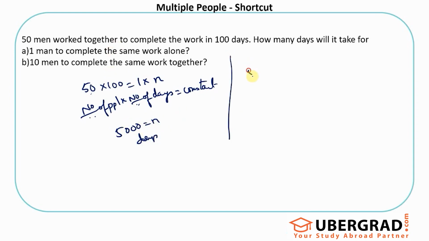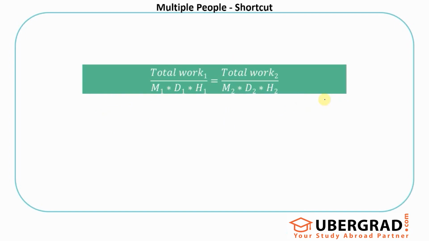Similarly, 50 men worked for 100 days to complete the work, should be equal to 10 men working for n number of days, that will be 500 days, right? That's what this will translate to. So to put it as a formula, I'll put it in this way. Most of the books I have seen don't talk about it in this way, but I'll strongly ask you to think in this way.